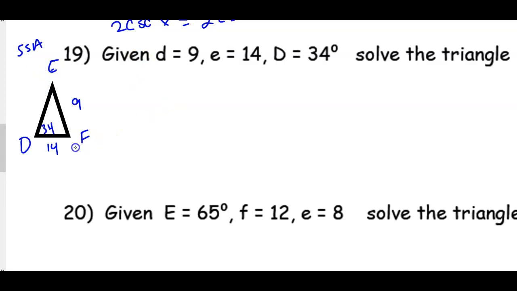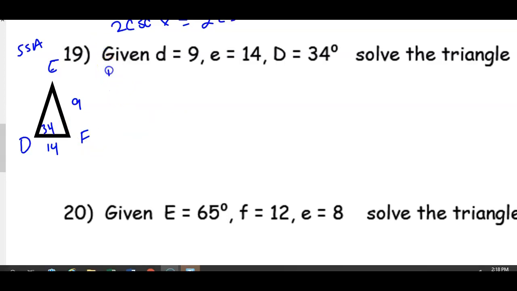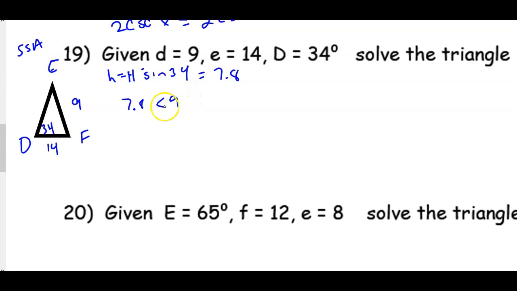Reason being, you got to check the height. So H equals B, 14, sine of angle A. So when I do that, we get 14 sine of 34, which gives me 7.8. So 7.8 is less than 9. So right here you see that the height is less than 9, but 9 is still less than that adjacent side right there. So this means two triangles.